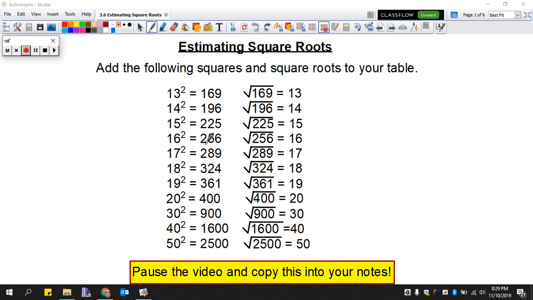Last week you copied all the perfect squares and their square roots between 1 and 12 into your notes. This week I want you to expand that list from 13 all the way up to 20, and then do 30, 40, and 50, and you'll see the pattern that happens when you do that. So pause the video and copy this list and add it onto the list that you started last week.